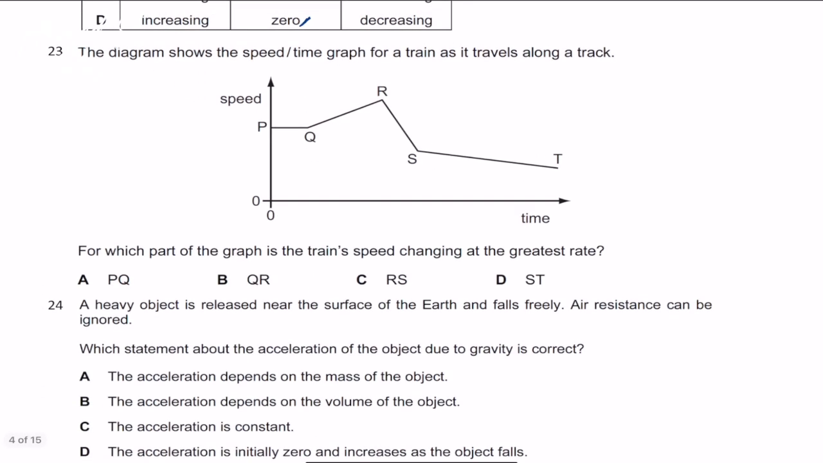In 23, the diagram shows the speed time graph for a train as it travels along a track. For which part of the graph is the train speed changing at the greatest rate? Greatest rate, it means the part of the graph which is the steepest. So the acceleration or the deceleration is more in the area RS, so I'm gonna choose RS here, which is C.